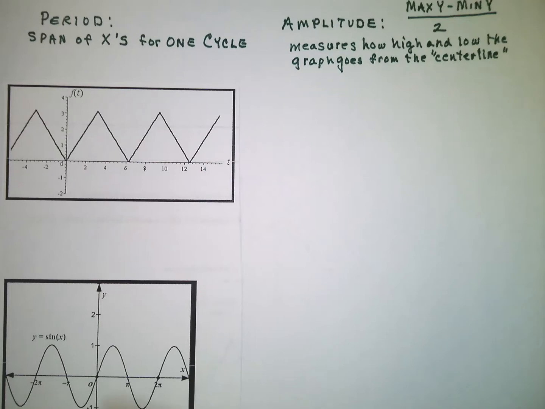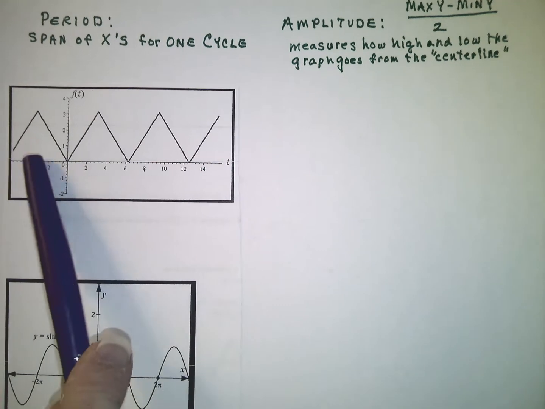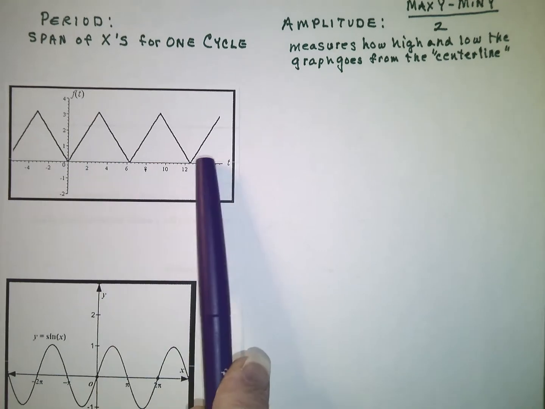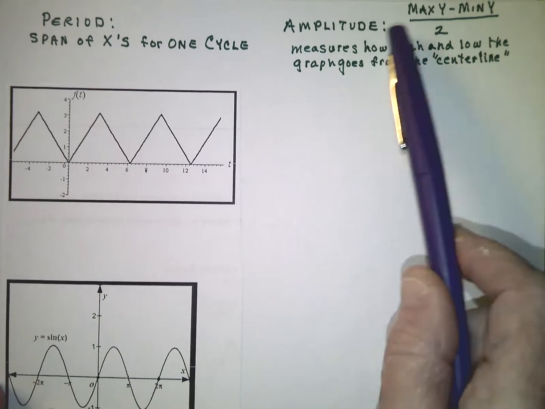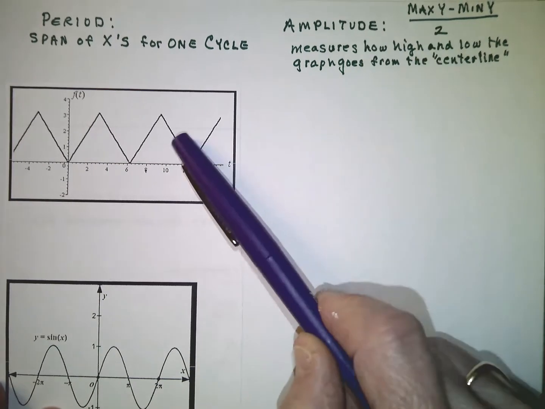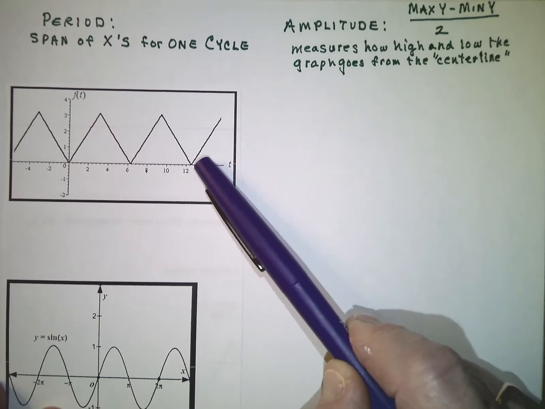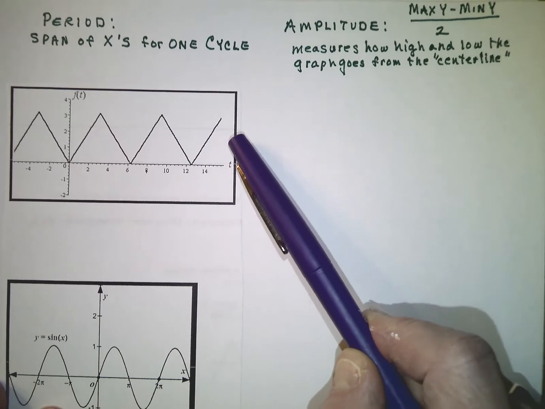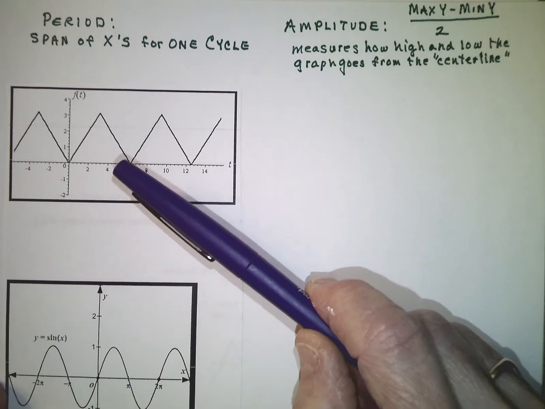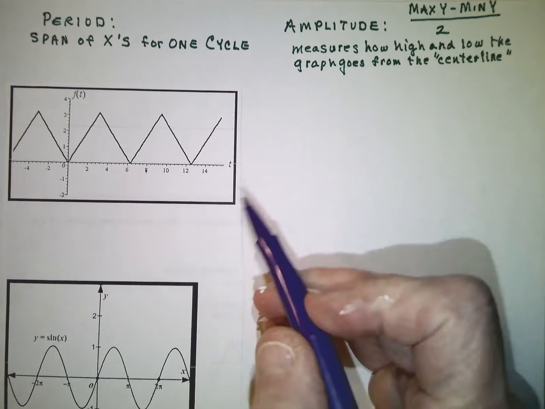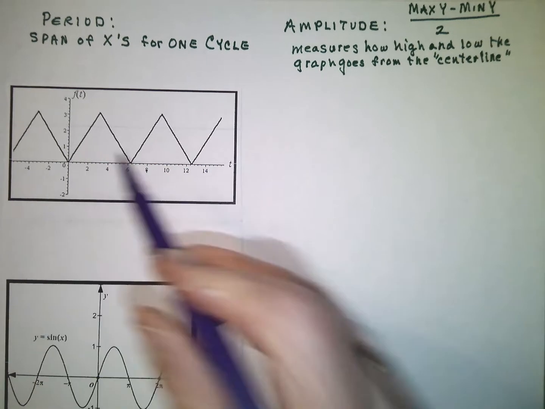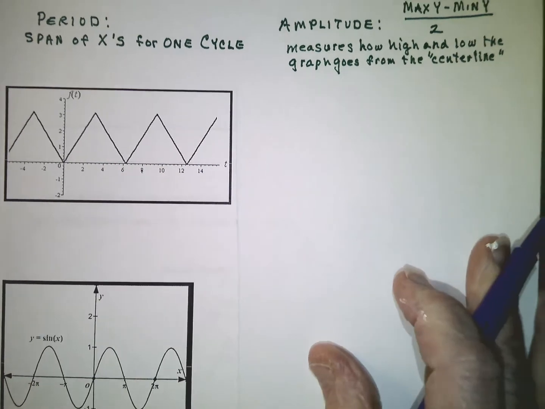So if we know that the period is the span of x's that we need to complete one full cycle, and we know that the amplitude is the highest y value minus the lowest y value, take that difference and divide it by 2, then we should be able to calculate the period and amplitude if they give us the graph. And this graph we've seen before. This is definitely a periodic function.